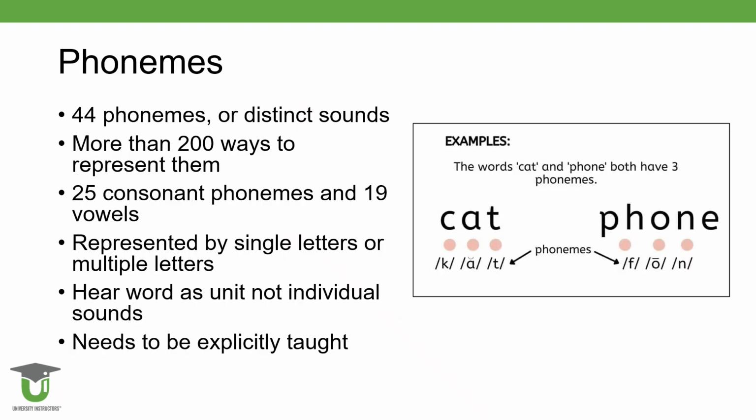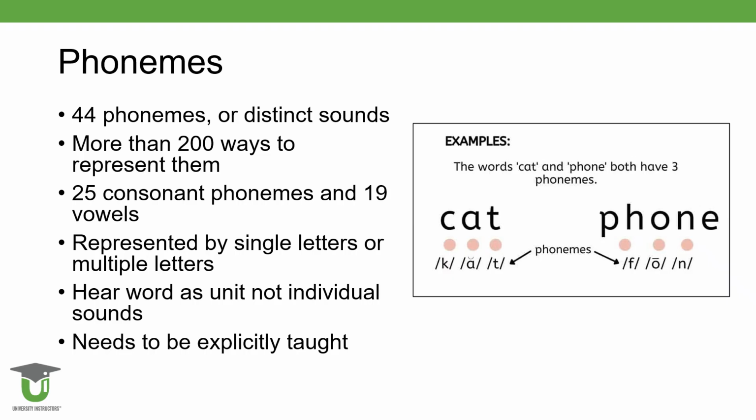There are 44 distinct sounds in the English language, while there are more than 200 ways to represent those 44 sounds. There are 25 consonant phoneme sounds and 19 vowel phoneme sounds. A little confusing, right? Understanding that words are made up of sounds is not very intuitive. We don't hear the individual sounds in words when we say them. We hear the words spoken as a unit.